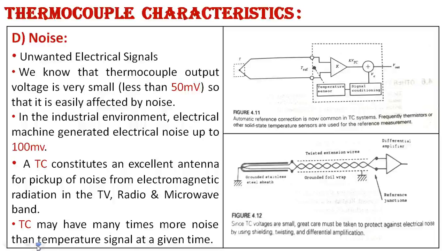So these two precautions are carried out. The first one is that the automatic reference correction is now common in thermocouple systems. Frequently a thermistor or other solid state temperature sensor is used as a reference measurement. And the second one is that thermocouple voltages are small, so greater care must be taken to protect against electrical noise by using shielding, twisting and differential amplification.